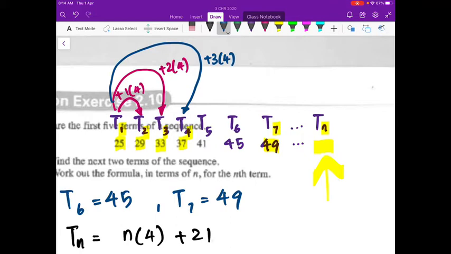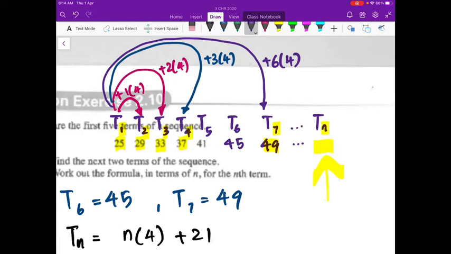Now, I don't want to keep doing this. I want to skip all the way to, let's say, 7. Term number 1 to term number 7. How many times of 4 did I add? Is it 6 or 7? I added 6, so plus 6 times of 4. Let's do a double check. 25 plus 24, is it 49? Yes. Now we see a pattern appearing.